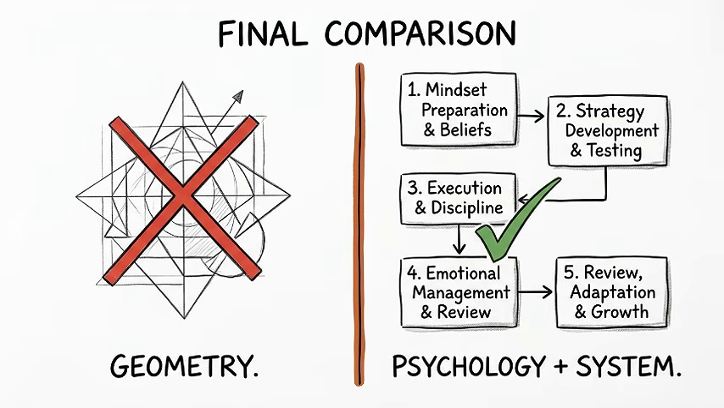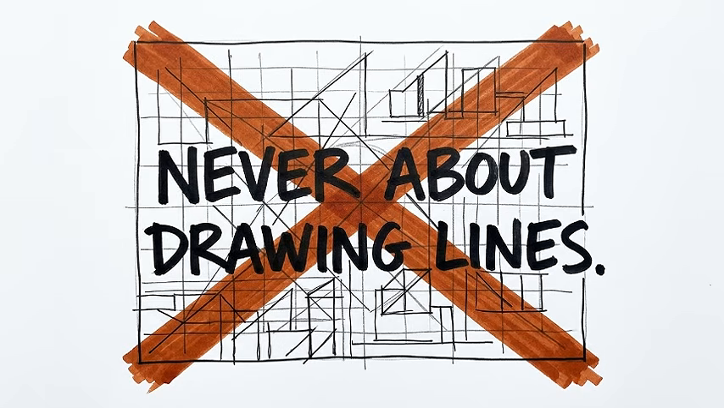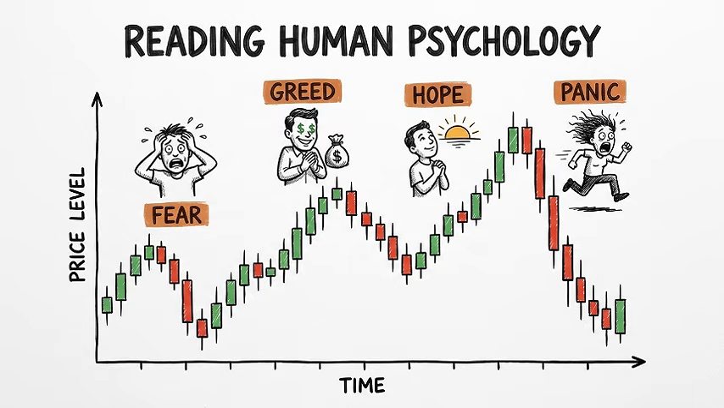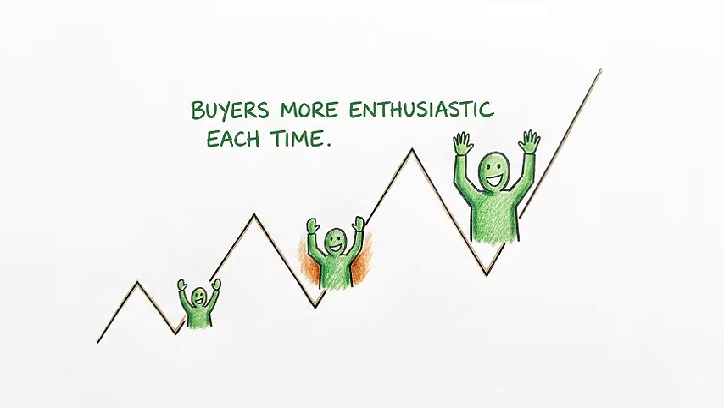Here is the mindset shift that ties all 3 pillars together. Dow Theory is not about drawing lines. It was never about drawing lines. It is about reading the psychology of a market full of human participants making decisions based on fear, greed, hope, and panic. Higher highs and higher lows tell you that buyers are more enthusiastic than sellers at every successive test. Lower highs and lower lows tell you that sellers have more conviction than buyers at every successive high.